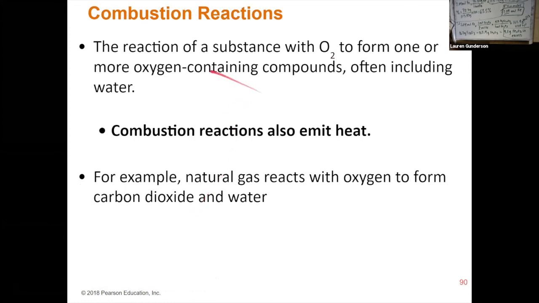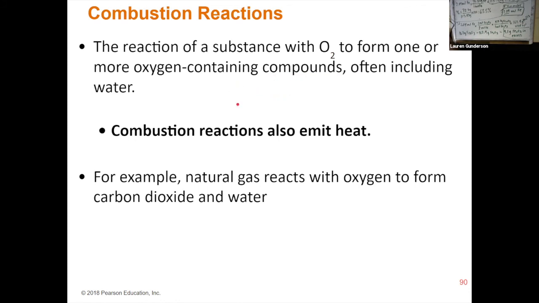Whenever we have oxygen combining with one of our carbon-based compounds over some kind of flame, right? That's going to be our definition of combustion. That's what we'll think about in terms of combustion right now.